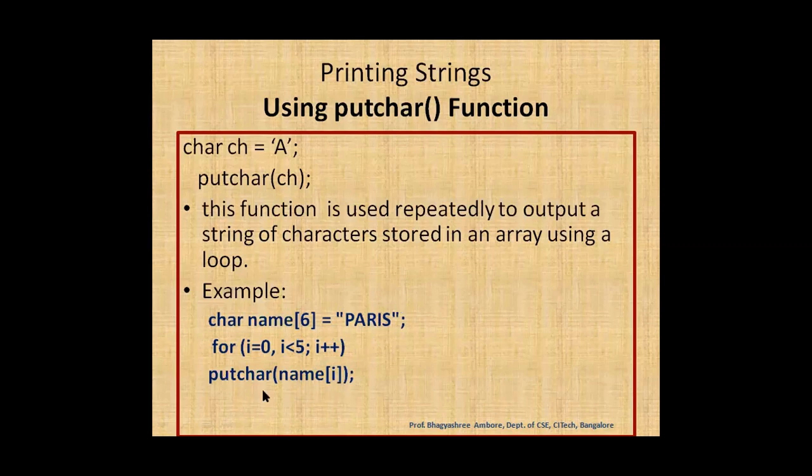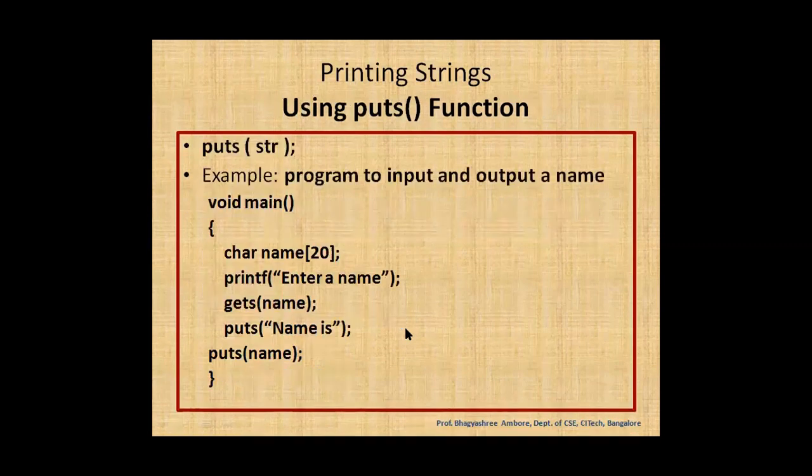Character by character. The first time, when the loop i value is 0, it prints name of 0, that is p. When it increments to 1, it prints name of 1, name of 2, name of 3. So character by character it prints until there are characters in this array. So I hope this putchar is also clear.